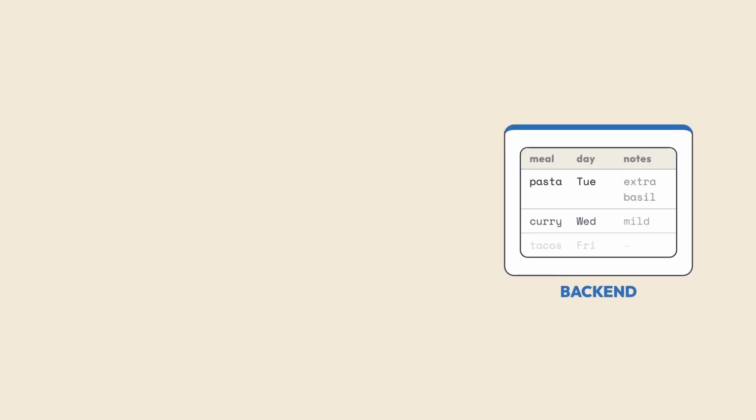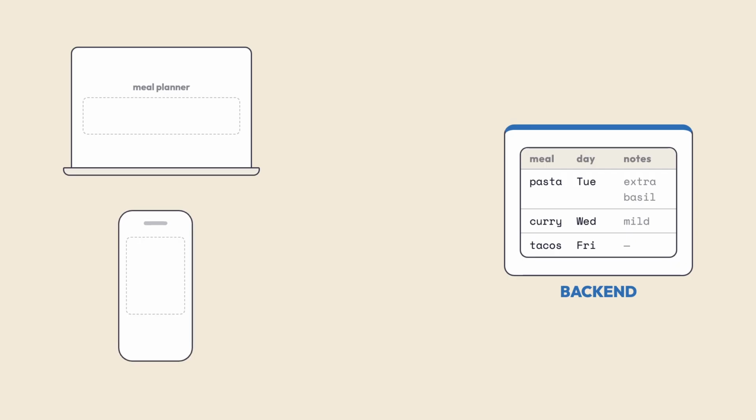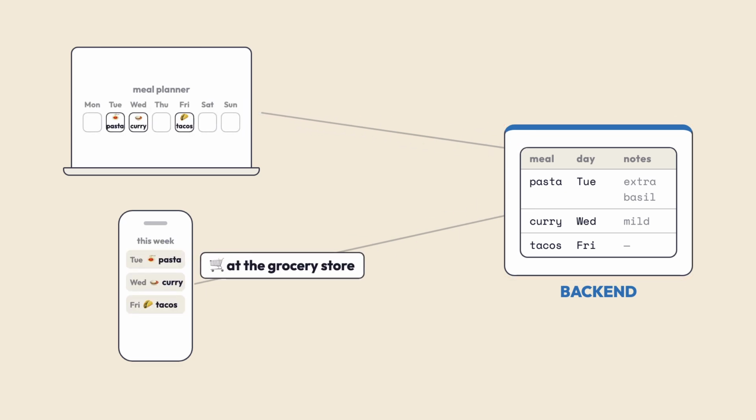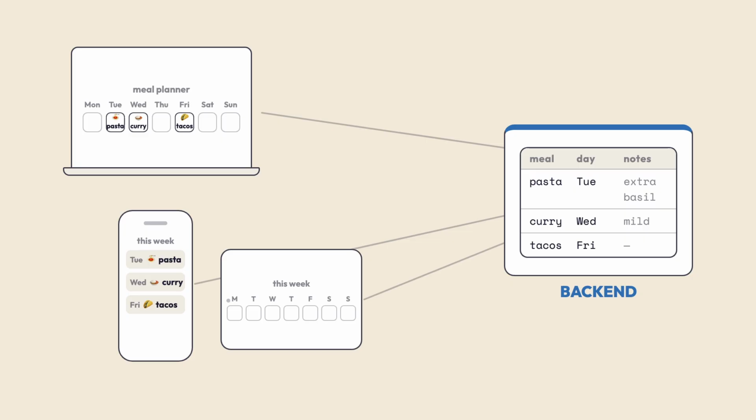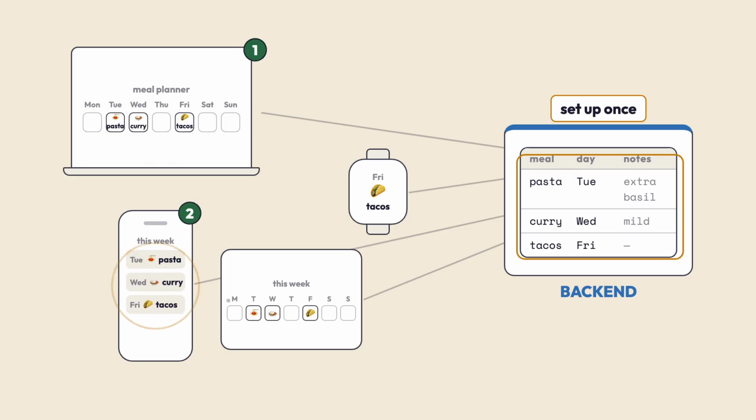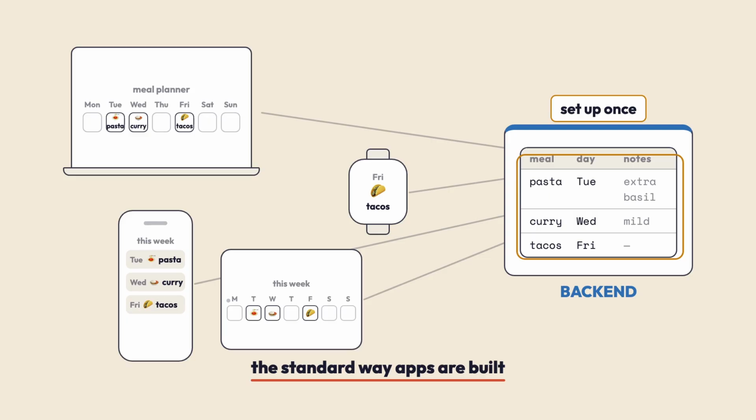It also works in the other direction, and you've already seen it. Your laptop and your phone are two different front ends, sending the same request to the same back end in the same format. That's why the plan was available in the grocery store. And you can keep going. An iPad app, a smartwatch app, anything that follows the format can connect to the same backend. You set up the storage once, and any number of screens can use it. This is the standard way apps are built, and that independence is the reason.